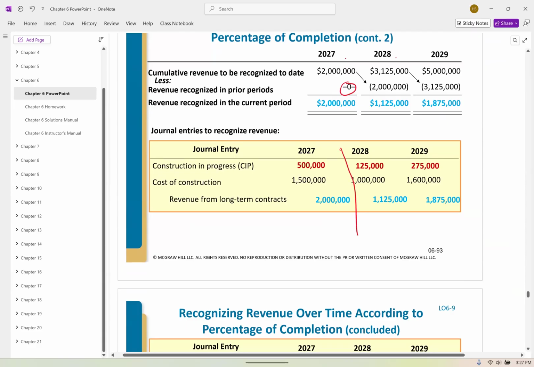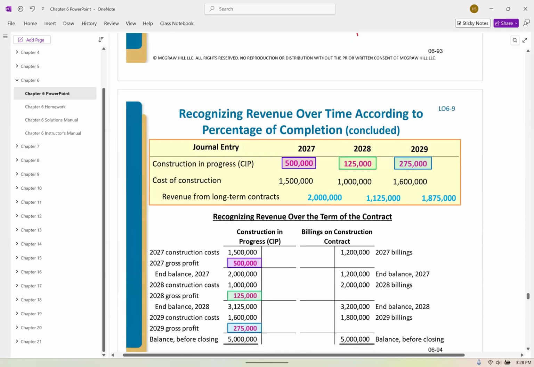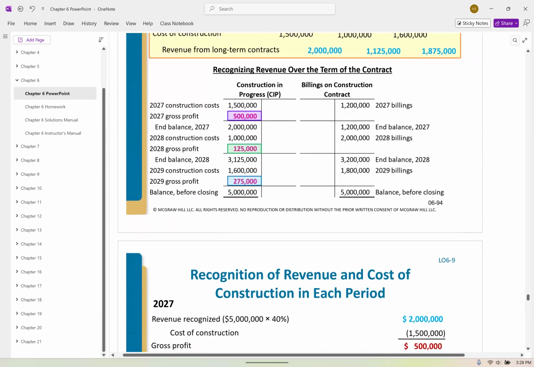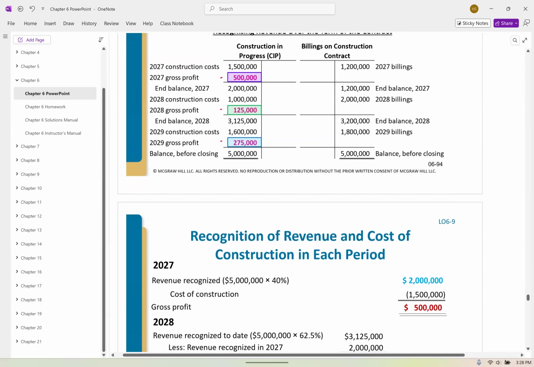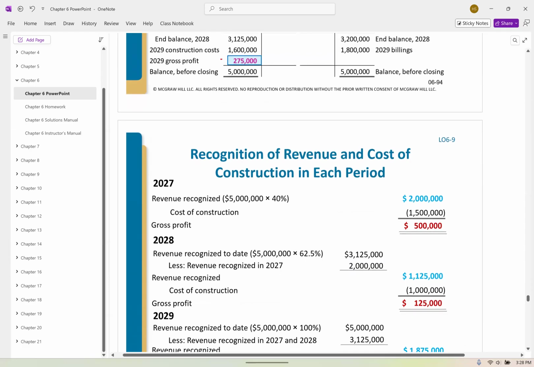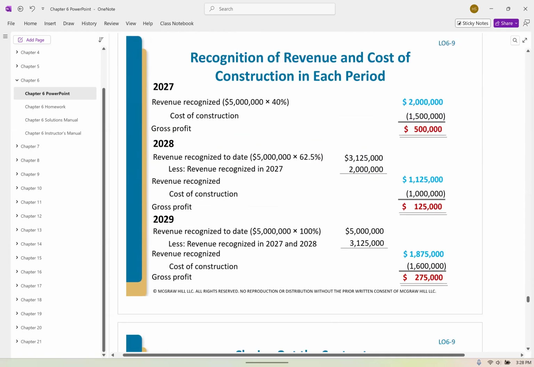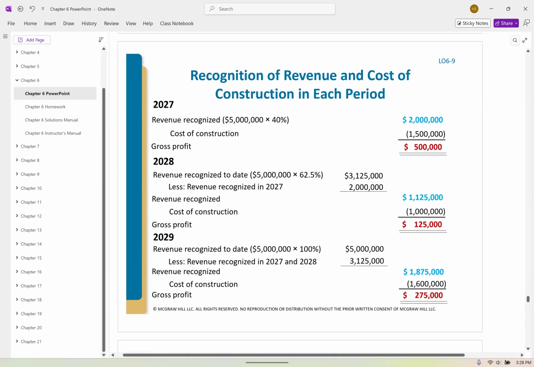Now we took our construction in progress. We used the percentages to figure those out as well, because we were using that to figure out the revenue. Okay. All right. So we had our gross profit of 500,000 in 27, gross profit 125 in 28, and then 275,000 in that last year, because the gross profit totaled 900,000. Those three numbers should total up to be the total 900,000. Okay.